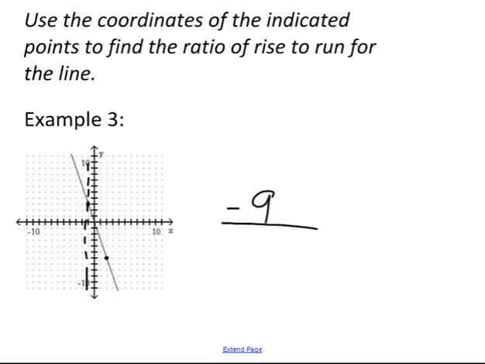Now how many am I going to the right? Well, that's going between here and here. So here's my point. Here's my point. How many am I going to the right? Well, 1, 2, I'm going 3 over to the right. And you do reduce that. Negative 9 divided by 3 is negative 3. Slope is negative 3.